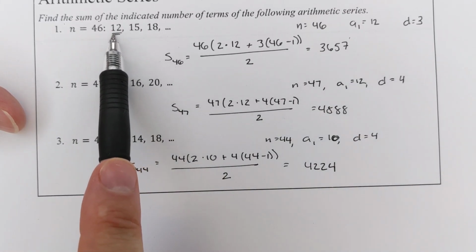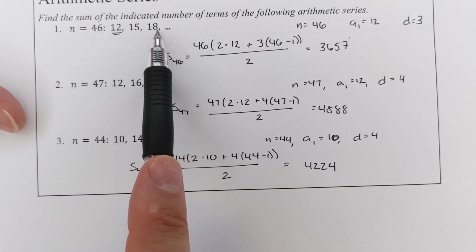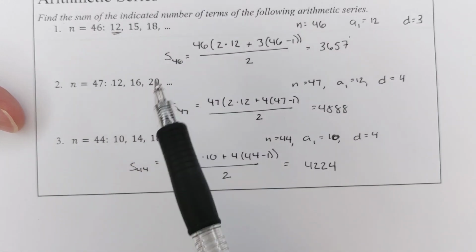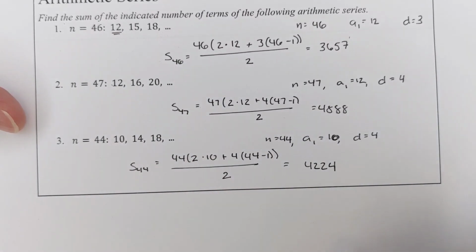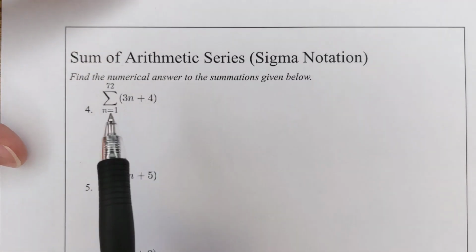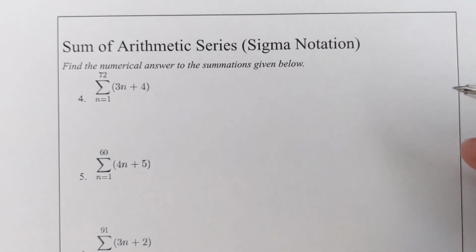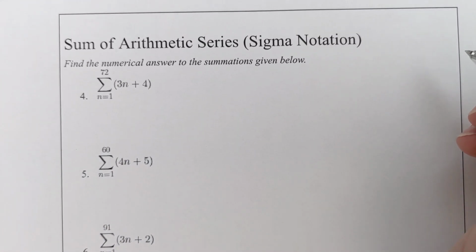sum. So if I added up all 46 numbers that follow this pattern 12, 15, 18, 21, 24, and so on and so forth, I would get 3657. All right, so sigma notation just means sum of. So in this case, we can actually do it either way. We can use either equation we want.